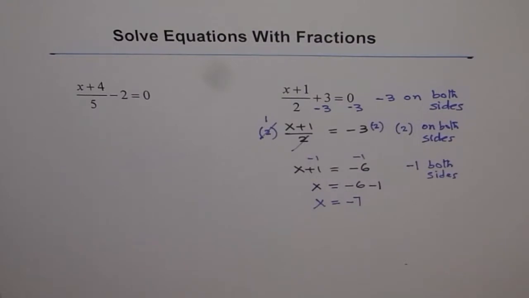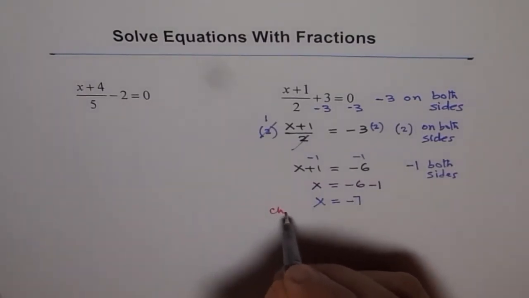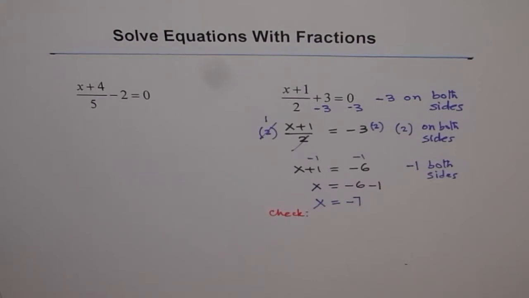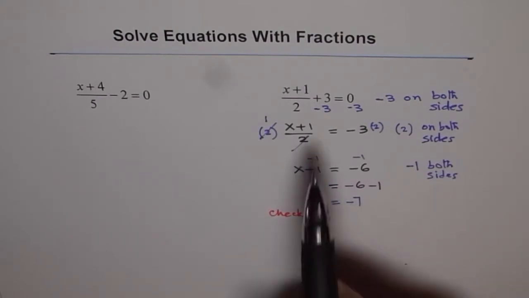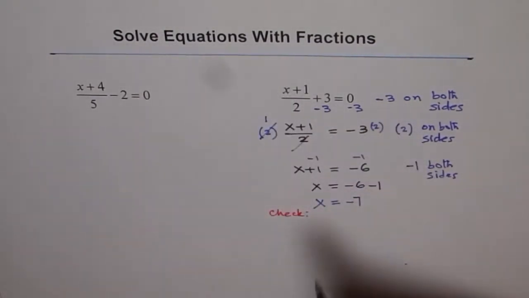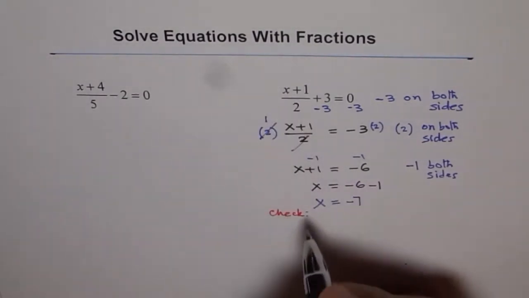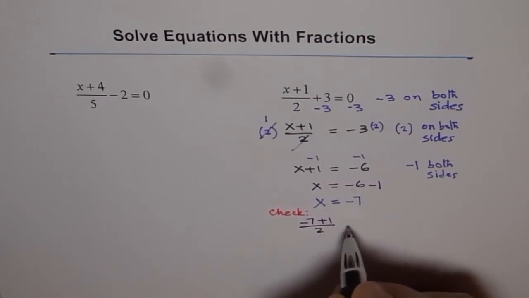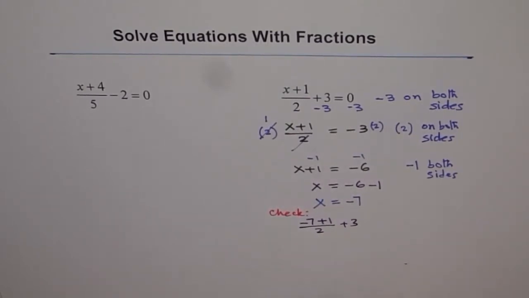Perfect. So that is our answer. How do we know that the answer is correct? The best thing is to check, right? Okay, so let's check it out. How to check that the answer is correct? Let's put minus 7 here and calculate. Okay. So if I put minus 7 in my original question, which is (minus 7 plus 1) divided by 2 plus 3, what do I get?